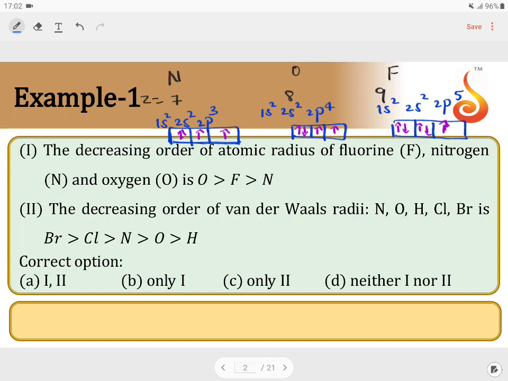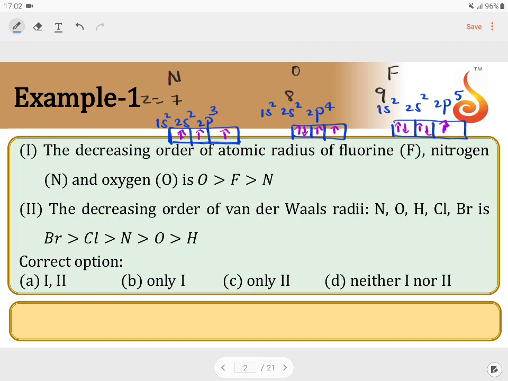Actually, if you consider across the period, nitrogen, oxygen, and fluorine, atomic radius should decrease. The general trend is the atomic radius should decrease because the electrons are added to the same shell and also the effective nuclear charge increases across the period. When the effective nuclear charge increases, the attraction between the valence electrons and the nucleus increases. So this is a general trend.